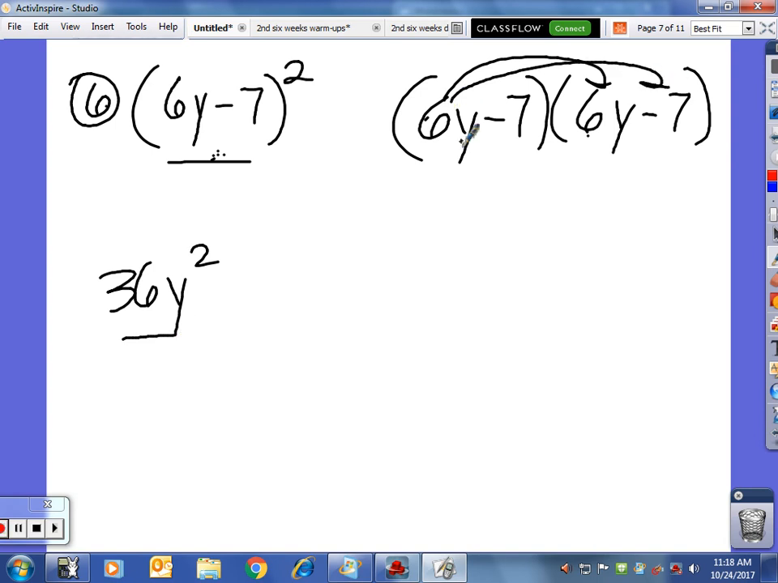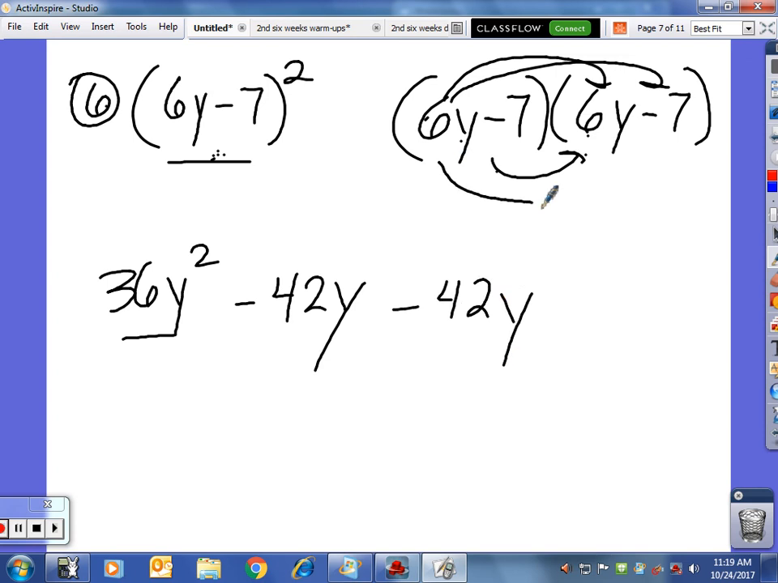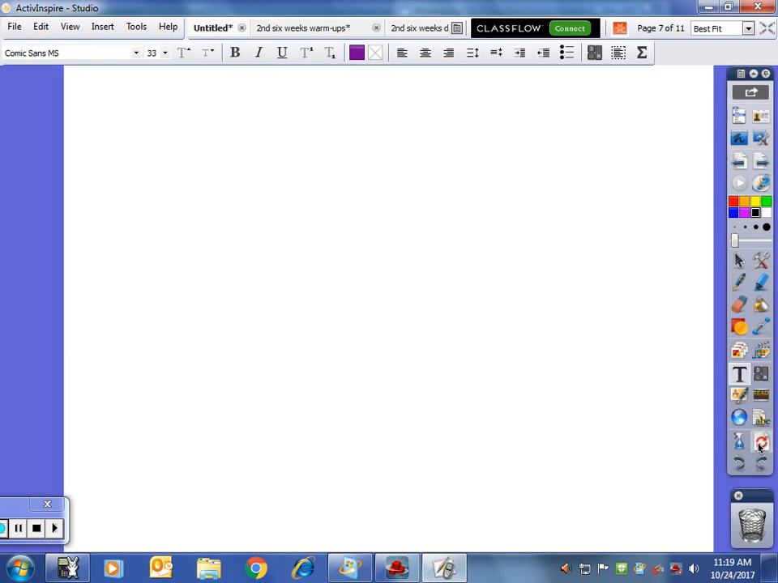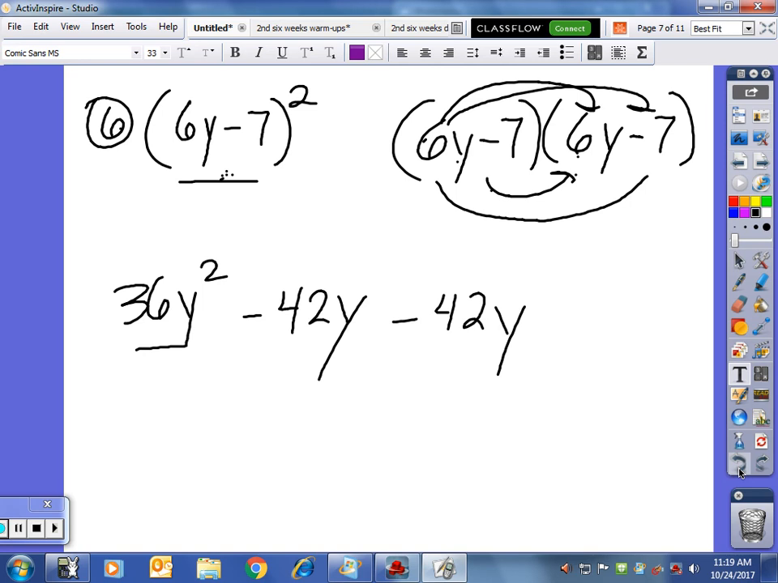6y times 6y is how we get this. But look at the two middle terms. What's 6y times negative 7? Negative 42y. And then you do that again. Negative 7 times 6y is negative 42y. And this is where we get the plus 49.